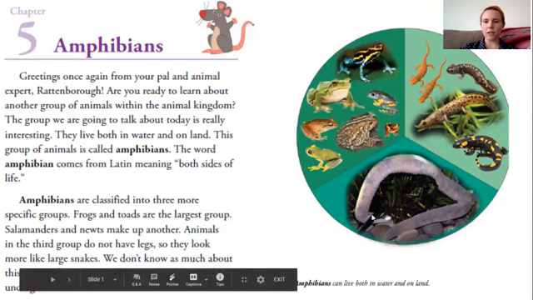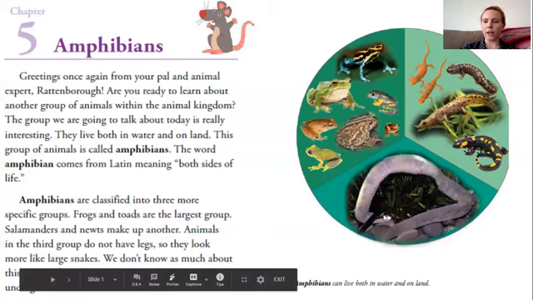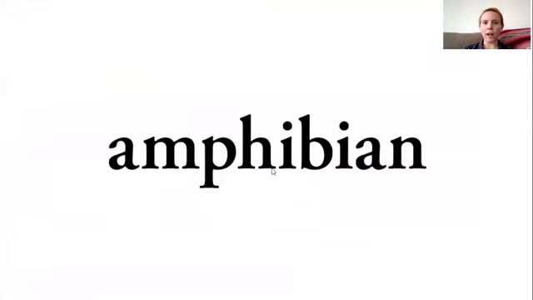So that caption is showing us some of those examples they just gave us. These look like newts and salamanders. Over here we've got toads and frogs. And this must be that group of animals that lives underground that we don't know very much about. Interesting. All right, go ahead and get your glossary ready. We're going to add just a few words for this chapter.